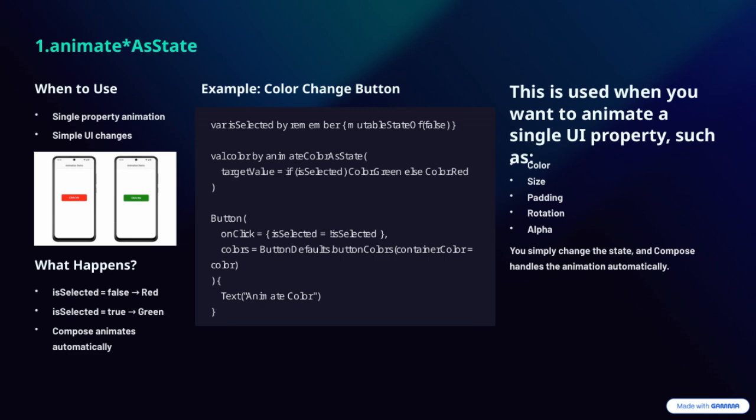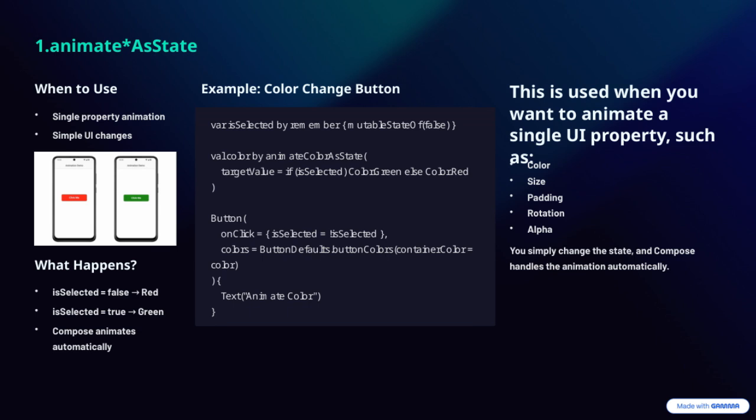On this slide, you can see some of the properties that you can animate, like alpha, rotation, padding, size, and color. This approach is especially useful when you want to animate a single UI property, such as the color of a button. For example, imagine you have a Boolean state called isSelected, which you remember and update with a toggle. Then, you use animateColorAsState to animate the color from red to green, depending on whether isSelected is true or false. When the button is clicked, the state flips, and Compose smoothly transitions the color between these two states. The button's background color updates automatically, showing an example of a color change button.